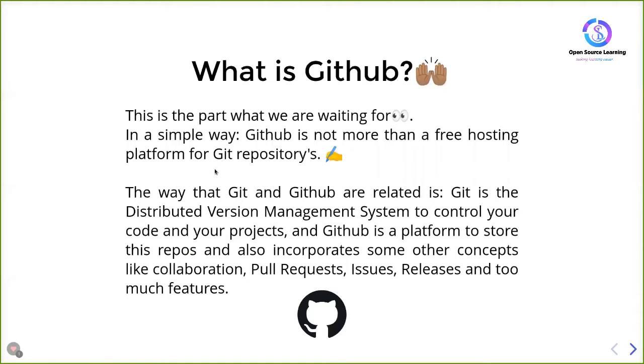So right now, we are on the part that I think you probably were waiting for, and it's where we match every concept that we learned before. And what is GitHub? In a simple way, GitHub is nothing more than a free hosting platform for Git repositories. Git is the distributed version management system to control your code and your projects, and GitHub is the platform that stores those repos and also incorporates other concepts like collaboration, pull requests, issues, releases, and so many features, believe me.